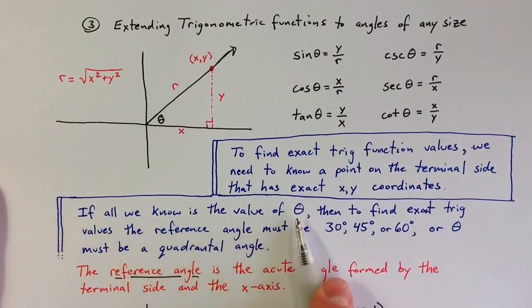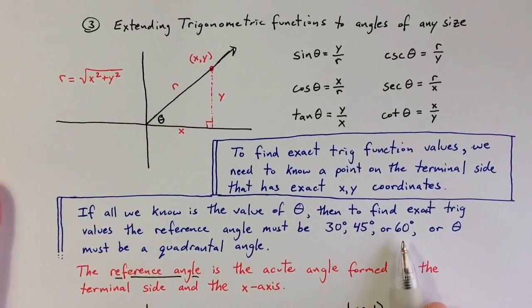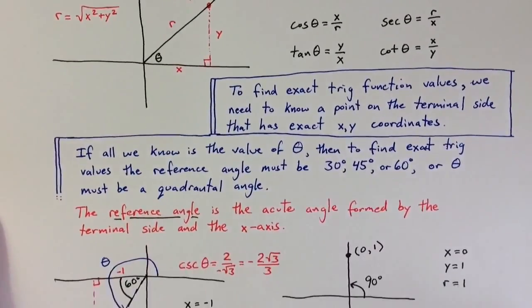If what we're given is the value of theta, then to find exact trig values, for what we know at this point, the reference angle must be either 30, 45, or 60 degrees, based on the special right triangles that we're able to find exact side lengths for. Or it could be true that theta could be a quadrantal angle. So let me talk about a couple examples related to that.